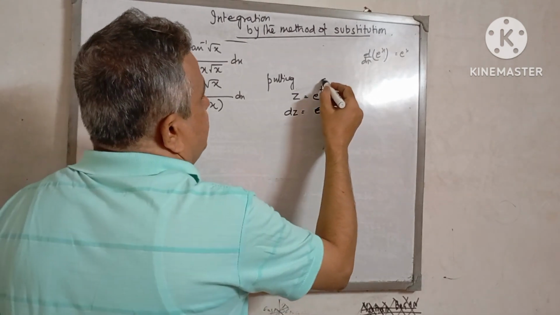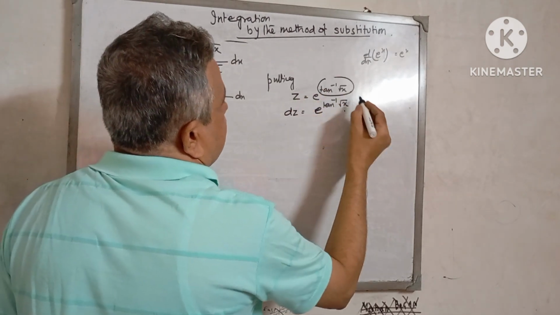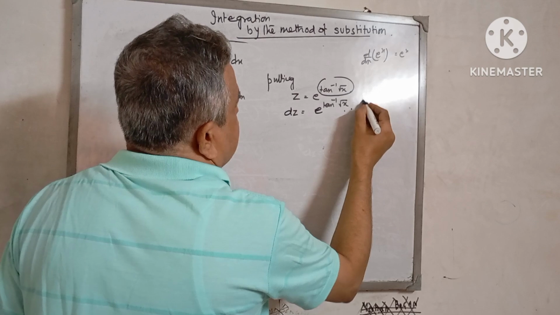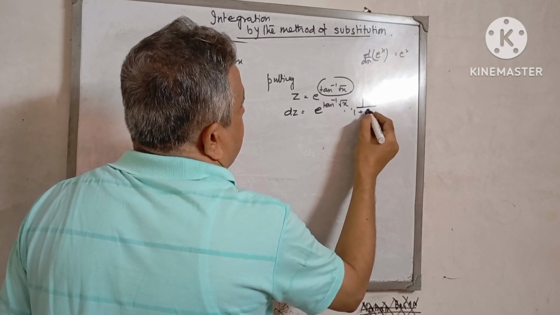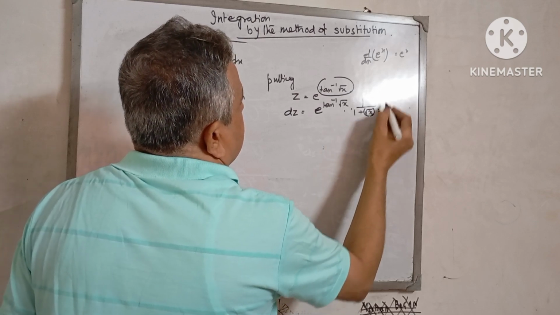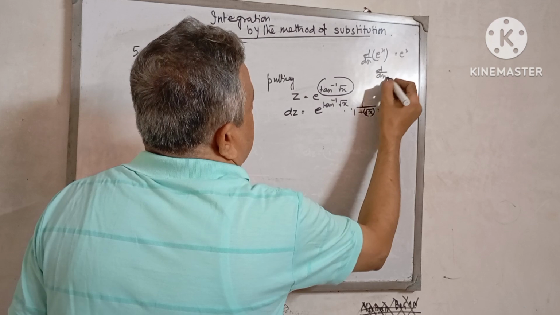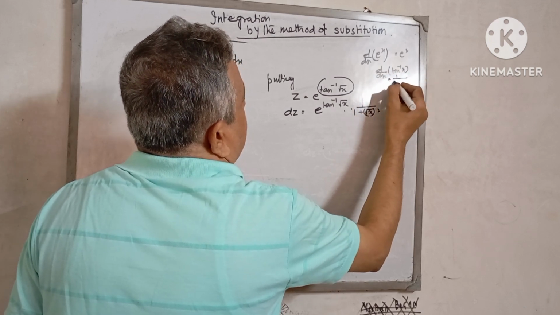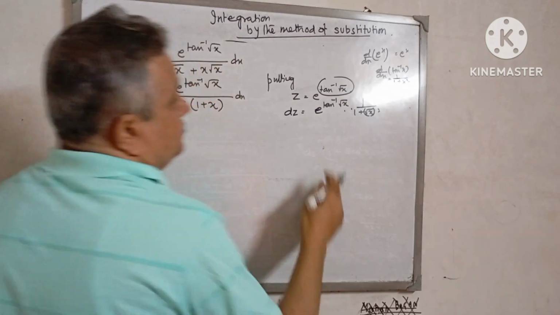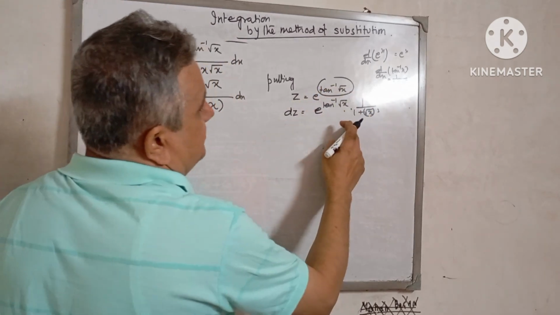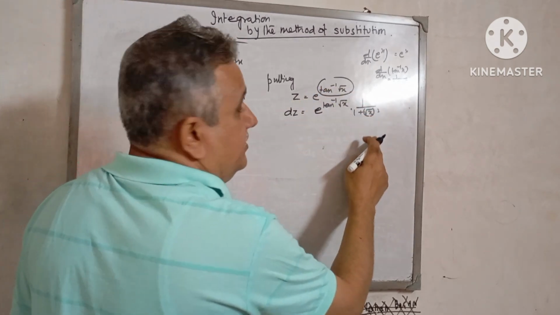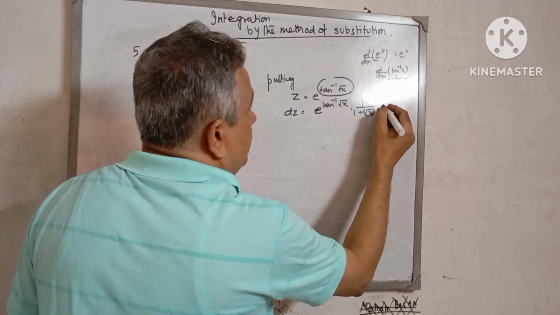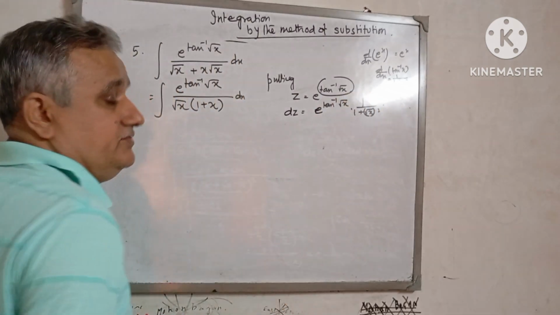Now we have to differentiate tan inverse x. The derivative of tan inverse x is 1 by 1 plus x square. So d/dx of tan inverse root x is 1 by 1 plus root x whole square. Again we have to differentiate root x.